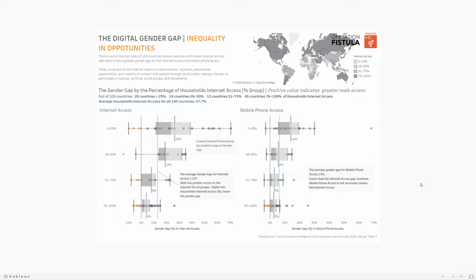I find that difficult to understand. Maybe it could be something like unequal opportunities, and there's an R missing. It should be opportunities. Okay. The gender gap by the percentage of households internet access. I would say a statement that's a bit simpler, that maybe draws some conclusion, would be a really useful title for the charts. Positive value indicates greater male access. So we've already kind of covered that. Should it be that way?